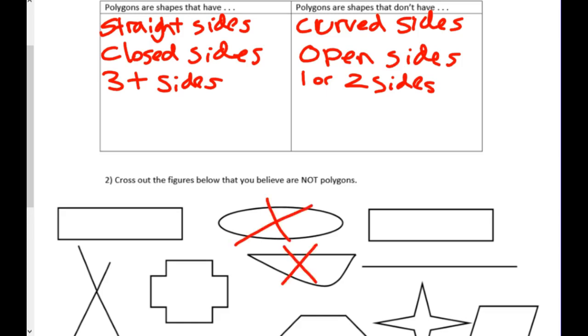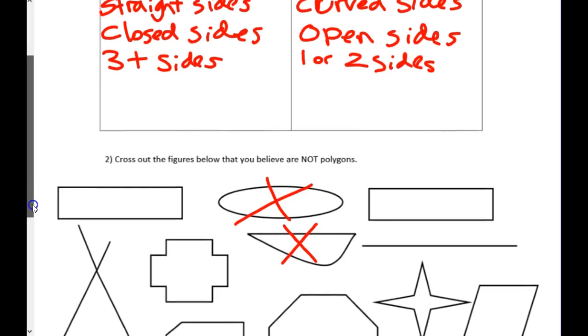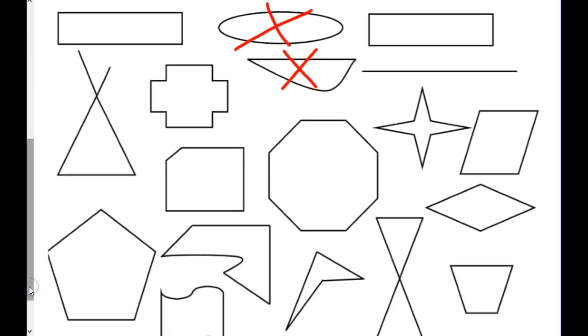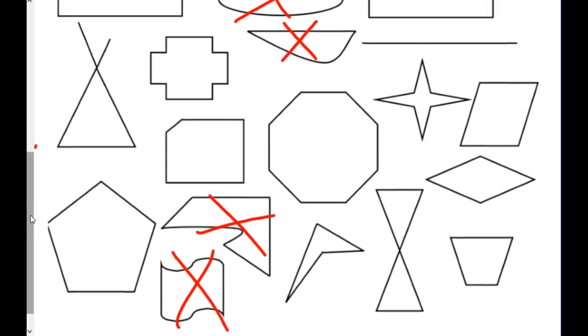Okay, and then we're going to start crossing some stuff out. So the ones that you see on the board that I crossed out, you can cross those out. So curved stuff, you got these ovals, you got this upside down looking hill thing. All right, I'm going to bring it down a little bit. What else is curved? Okay, down here, those two have curves in them, right? So nothing that has a rounded or curvy side is a polygon.